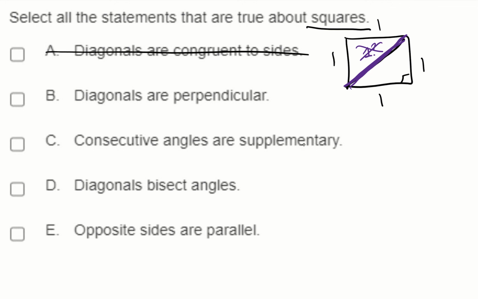The diagonals are perpendicular. If you draw two diagonals, yes, they will cross at a 90-degree angle for a square. Consecutive angles are supplementary. That is true. If you look at these two angles, that's a 90-degree angle and a 90-degree angle. Those are consecutive, and they add up to 180. Diagonals bisect angles. Yes. For this 90-degree angle in the square, both of these are 45, so it bisects. Opposite sides are parallel. Yes, because it is a parallelogram after all, so opposite sides do have to be parallel.